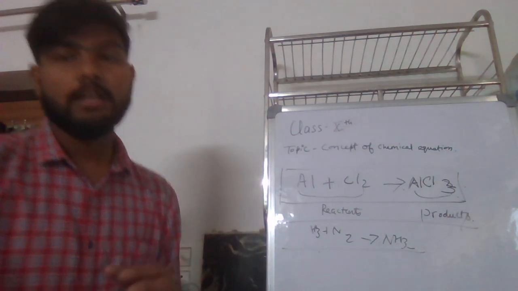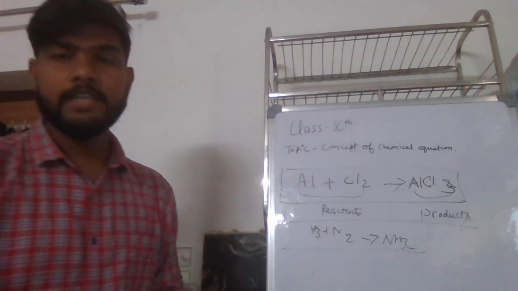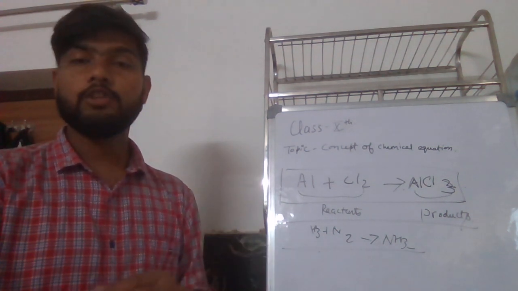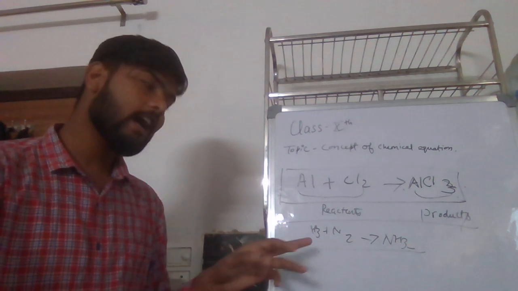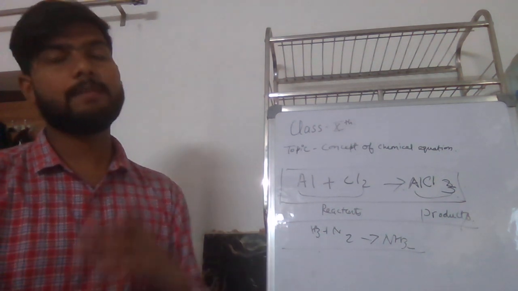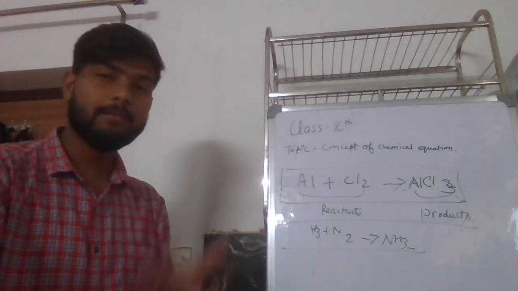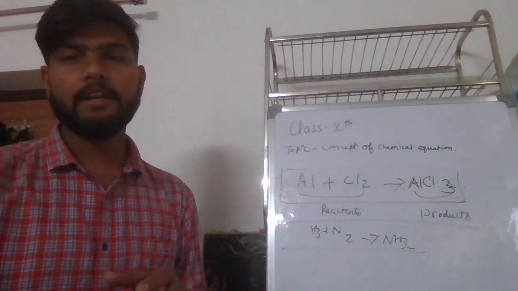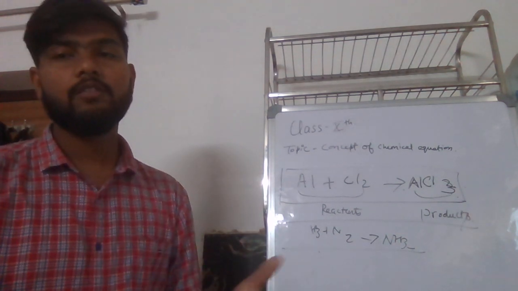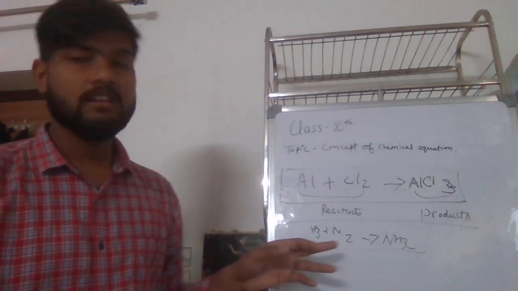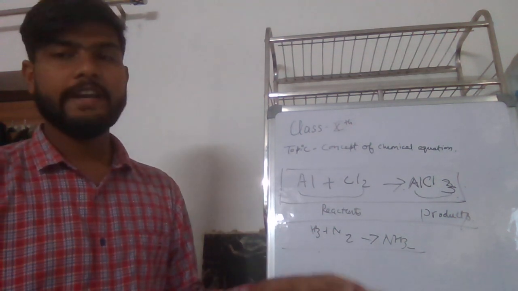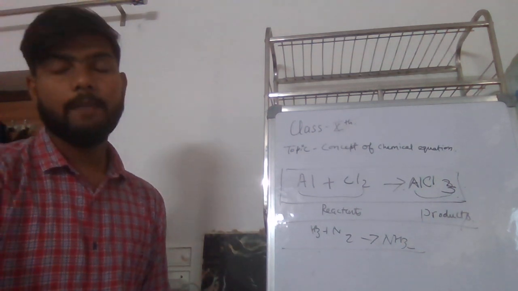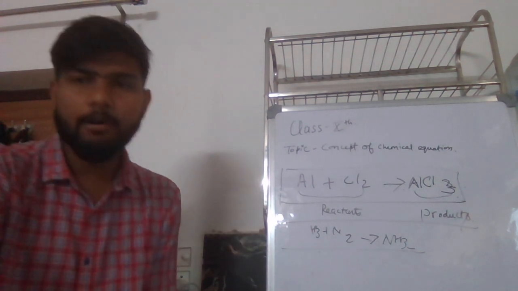A balanced chemical equation has the number of atoms of each element equal on both sides. For example, we have seen 2Mg plus O2 reacts to give 2MgO. An unbalanced chemical equation has the number of atoms of each element not equal on both sides. For example, Mg plus O2 becomes MgO. I hope everyone is clear about all this.